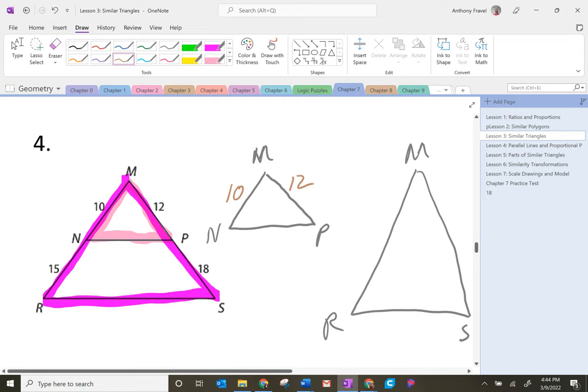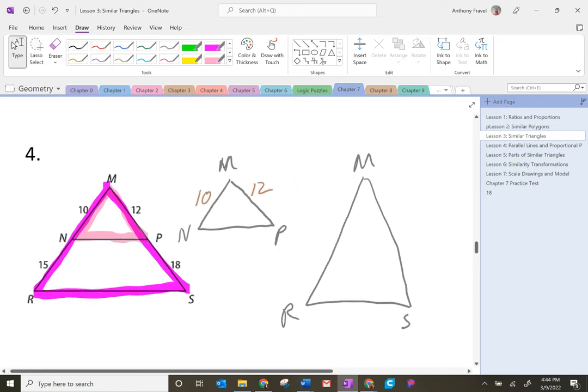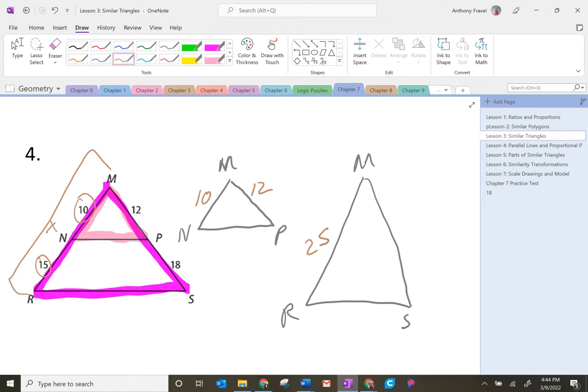But now if I look at my next triangle where it goes from R to M and then S to M, it doesn't give me a straight number, but I can figure it out by using addition. Again, for that R to M, this whole entire segment here, I've got this number and this number. So I've got 15 plus 10. So the entire length on this side will be 25. For my MS side, I'm going to have 12 plus 18. So the entire length of this one will be 30.